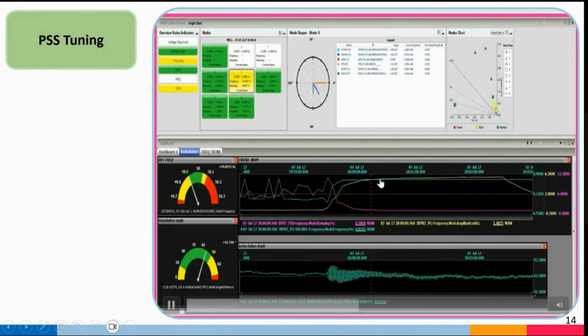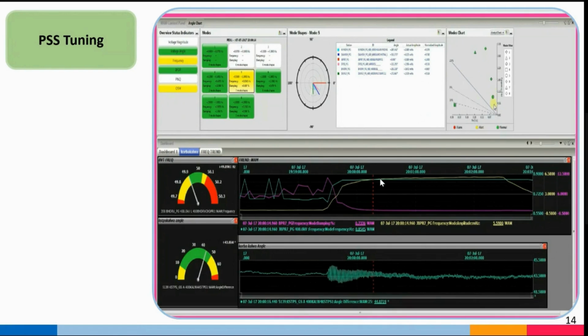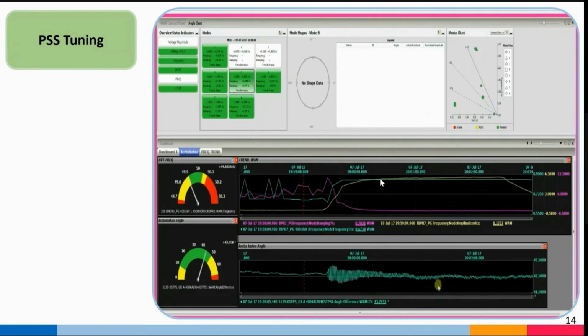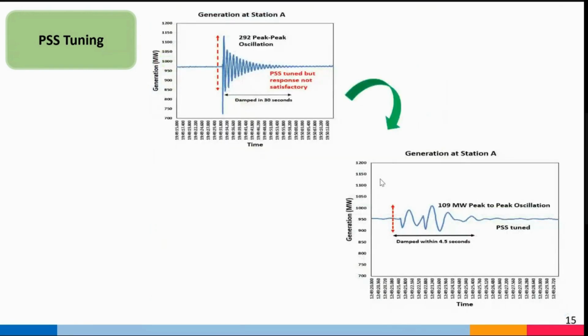So these are the real-time monitoring tools for oscillation available to the system operator. Just a use case for you. At one of the plants, the PSS was tuned, but its response was not satisfactory; it was not properly tuned.